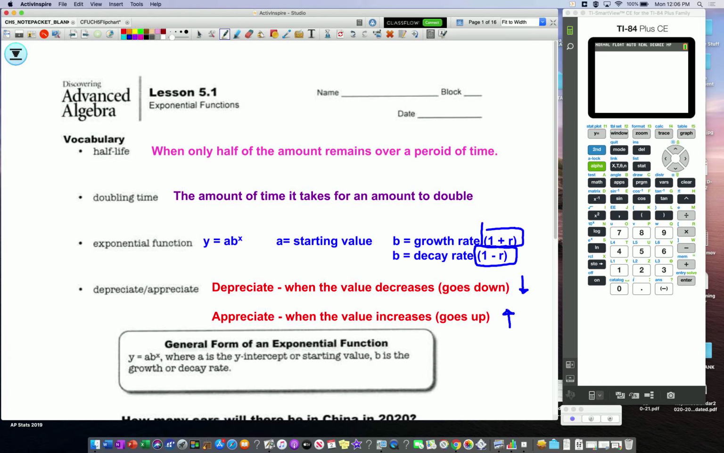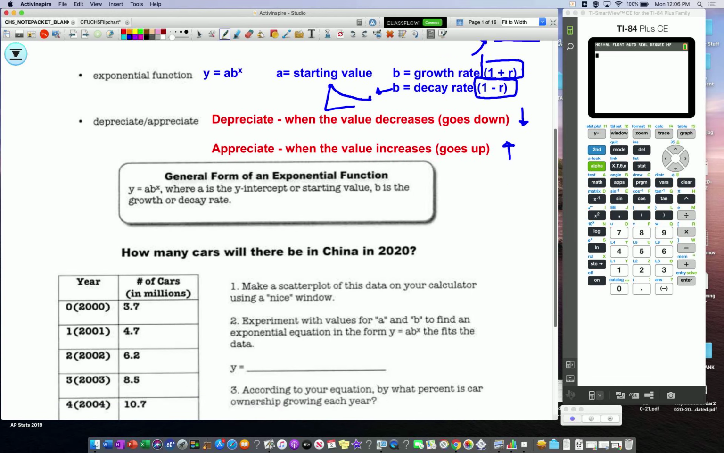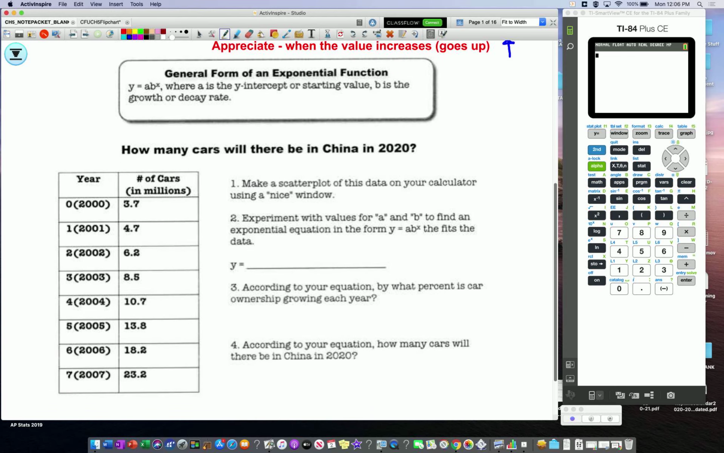What's really cool about these exponential functions is that when something is growing, it's not going to be linear anymore. It's going to curve up and it's going to go potentially really fast. Or if it decays, the graph is going to start at a high point and curve down and get smaller and smaller and smaller. Okay? So let's take a look at how we go about doing these formulas.